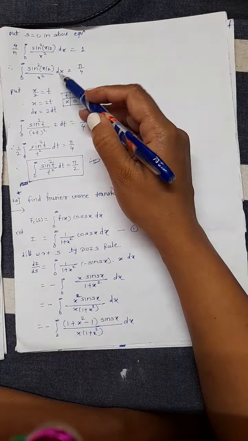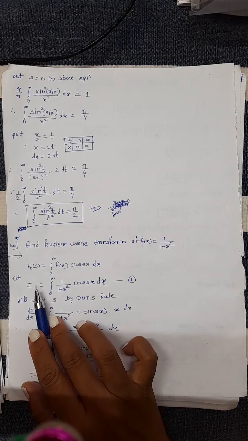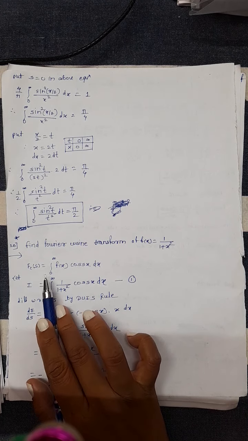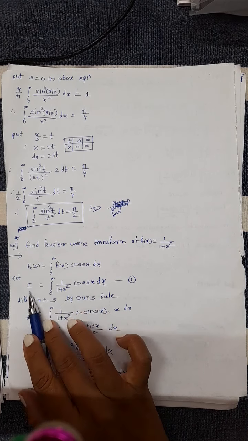Okay, now put this f(x) value. Suppose, for our convenience, so that every time you don't need to write F_c(s), let I be equal to integration 0 to infinity f(x), put the value of f(x) as in example 1, 1 upon 1 plus x square, cos sx dx. Okay, now this integration can't be solved by the usual method.